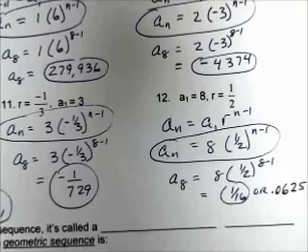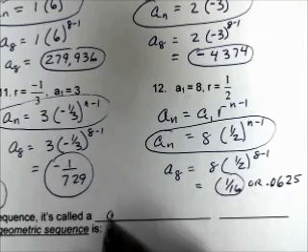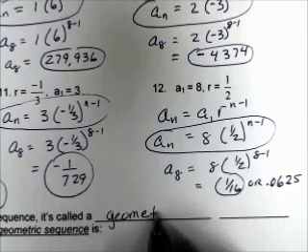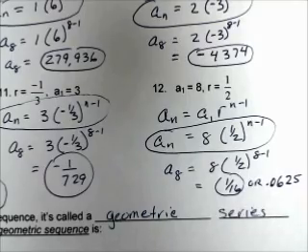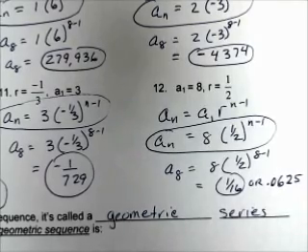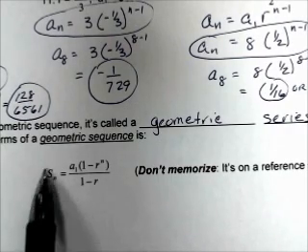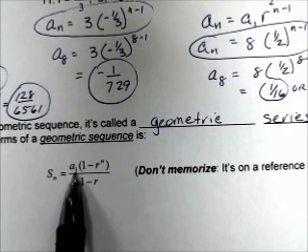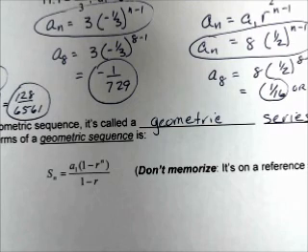If you add the terms of a geometric sequence, it is called a geometric series. The sum of the first n terms of a geometric series is given by this formula. The sum of the first n terms, S sub n, equals a1, the first term, times 1 minus r to the n, divided by 1 minus r. And you do not have to memorize this. It's on a reference sheet.